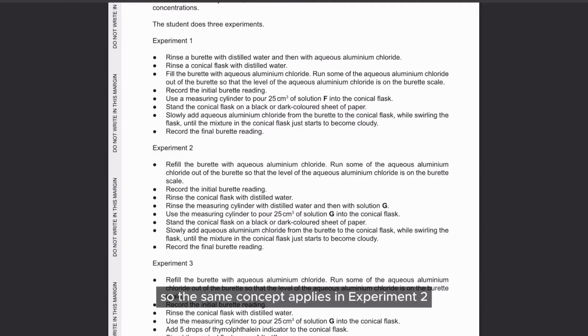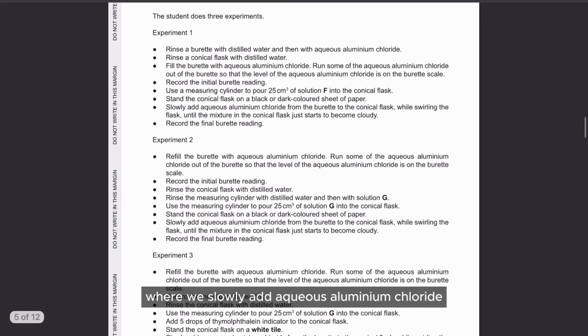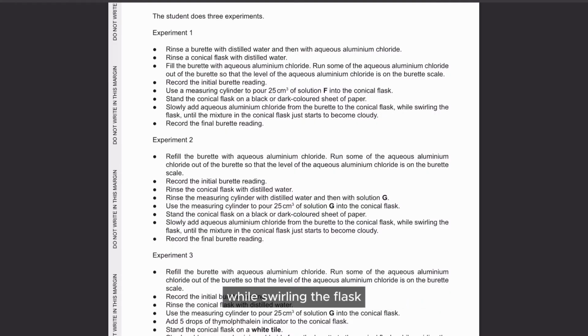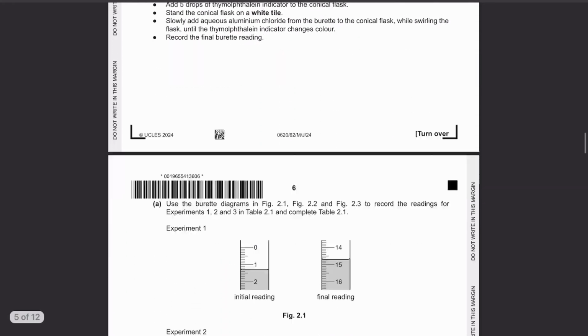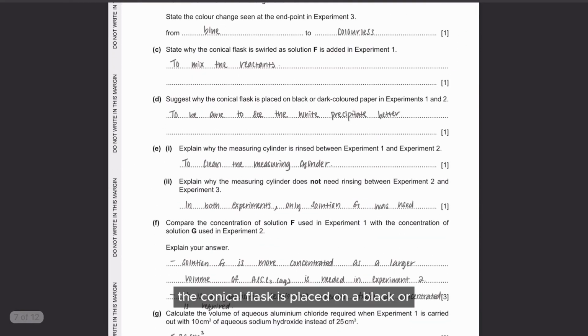So the same concept applies in experiment 2, where we slowly add aqueous aluminum chloride from the burette to the conical flask while swirling the flask until the mixture in the conical flask just starts to become cloudy as well. Hence, the conical flask is placed on a black or dark colored paper in experiments 1 and 2 to be able to see the white precipitate better. When it starts to become cloudy, having a dark colored background will allow us to easily observe the white precipitate.